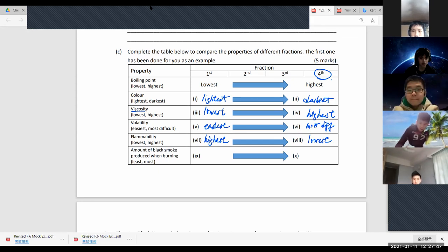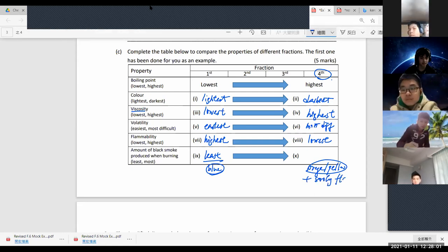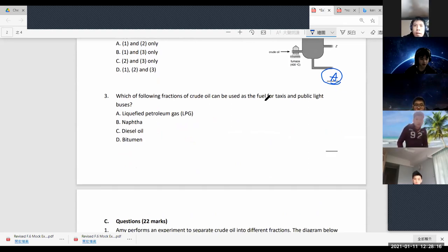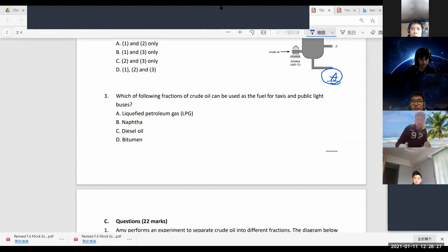The amount of black smoke when burned, which is the least? It normally has a blue flame. While this one has an orange or yellow flame, a sooty flame, so it gives the most black smoke when burned. Okay, is that clear? So this is what I would like to share with you. Which of the four fractions of crude oil can be used as a fuel for taxis and public buses? What is the answer? A. Yeah, A again.